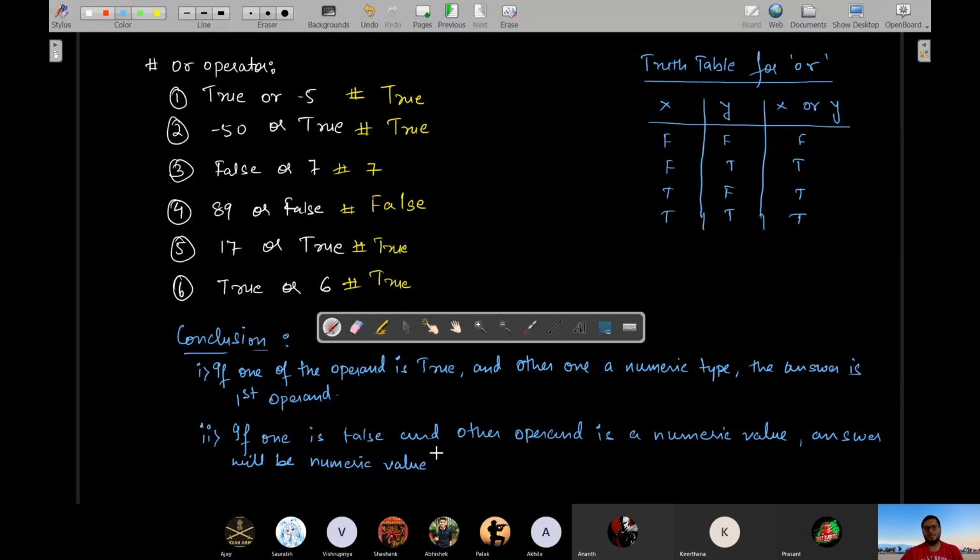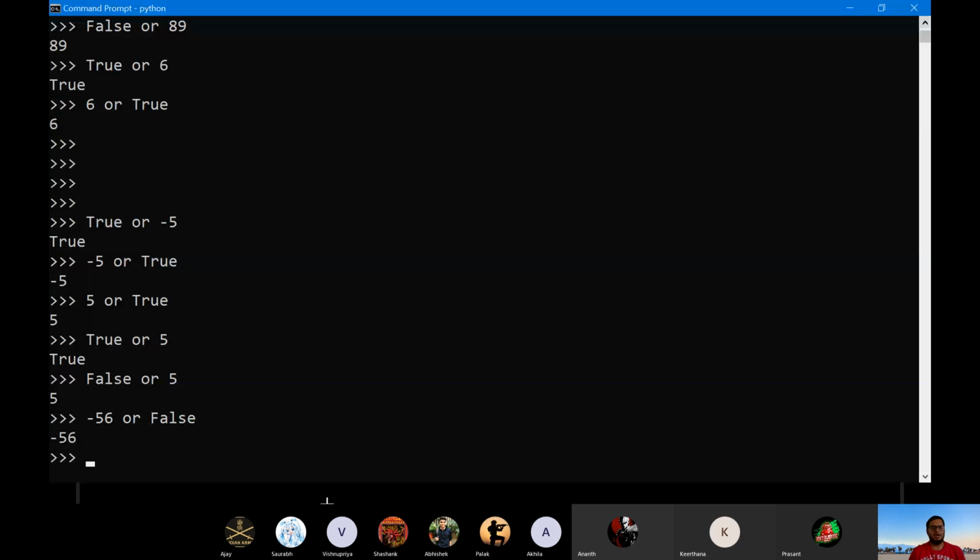Answer will be numeric value. चलो, this settles it down. थोड़ा ऑब्जर्वेशन तुम लोगों को याद रखना पड़ेगा, ठीक है, फॉर ऑल द केसेस. तो लेट्स टेक अनदर एग्जांपल.